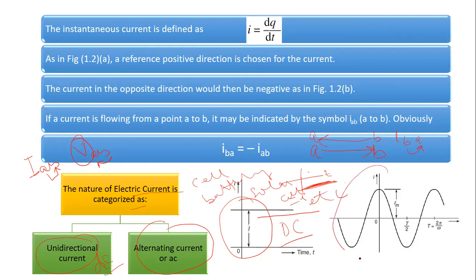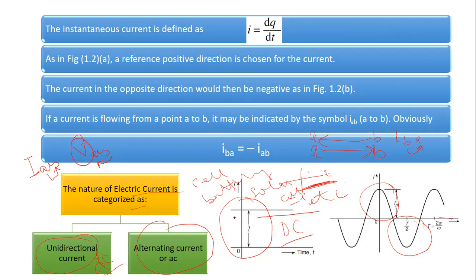Similarly, you have alternating current here. In alternating current, you can see it is a bidirectional current. It has positive magnitude as well as negative magnitude, so it changes its direction across our reference line. And what is the reference line here? The reference line is this time axis. The magnitude of current varies across the time axis, so it is positive as well as negative.